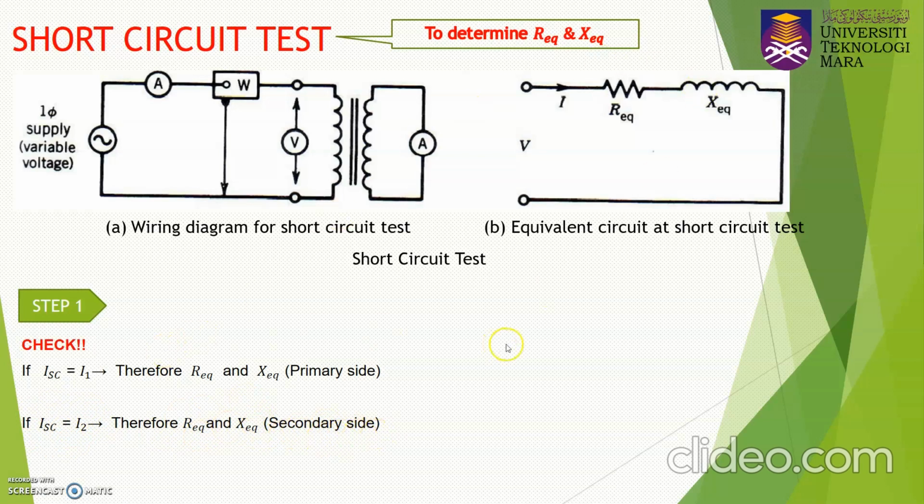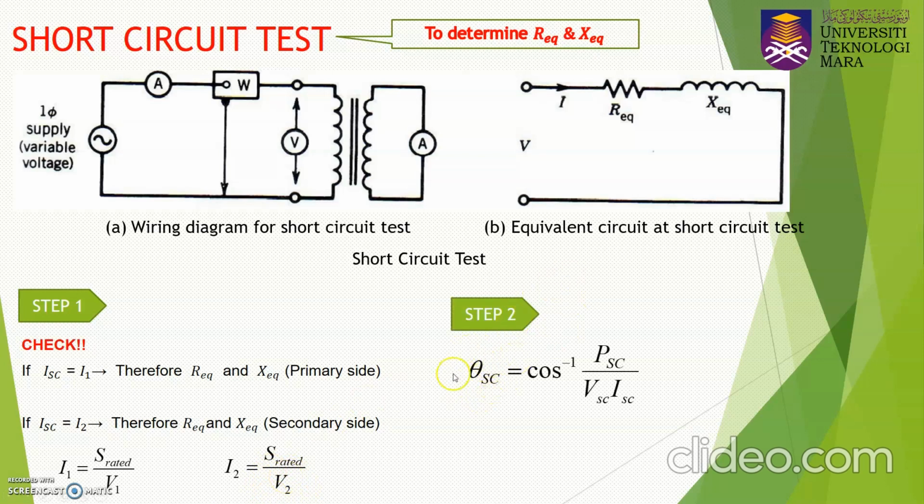And then if the value of I1 and I2 is not given in the question, you can determine the value of I1 and I2 based on this formula, where I1 is equal to S rated divided by V1 and I2 is equal to S rated divided by V2. V1 is the voltage at the primary winding and V2 is the voltage at the secondary winding. And then step number 2, you need to determine the theta for the short circuit.